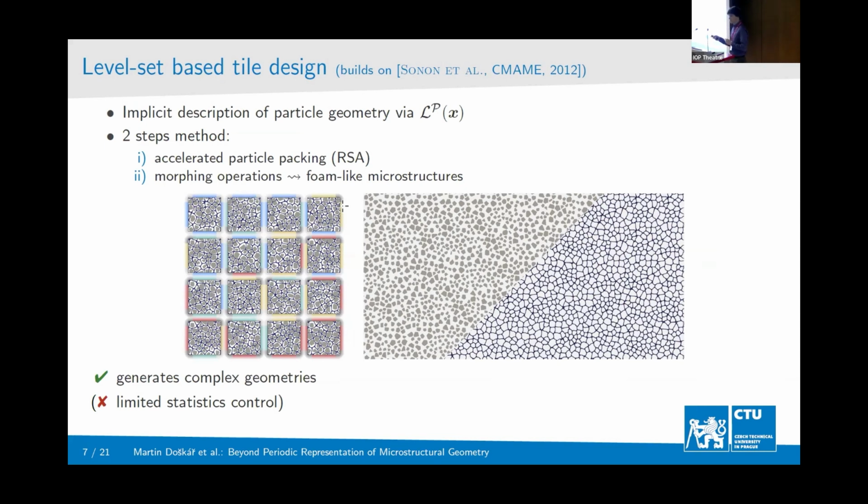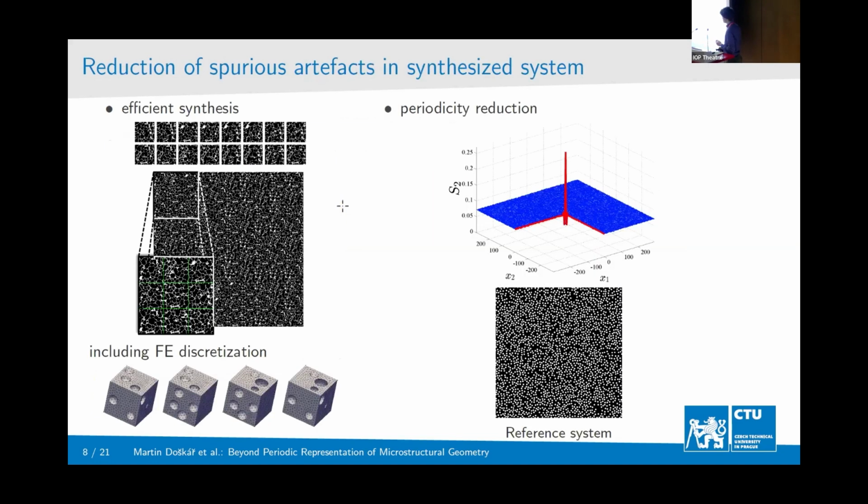limited statistic control. That's the reason why I was asking about the spatial statistics prior, is that because here everything is based on the particles. So you are just throwing in some particles with given shapes, given ratio, maybe sample from some distribution, but you don't have any direct control over your two-point probability function or any other spatial metrics. So it's a bit of tweaking what are the right parameters to get the desired output.